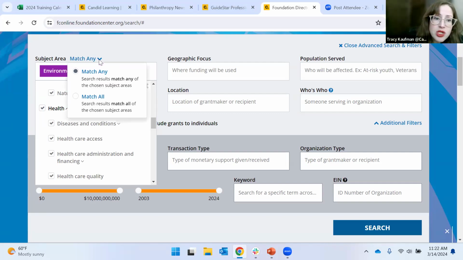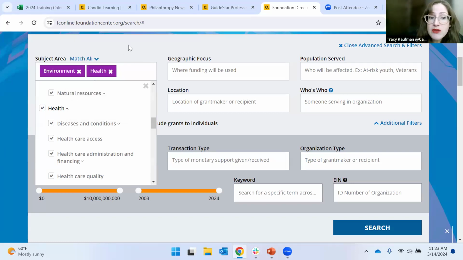Because the other thing you can do with multiple subject terms is switch it to match all. So this is going to give you a shorter list, but a more focused list. This is only going to give you the intersection between environmental funders and health funders. Funders who care about both and mention both in their profiles. So this will be more focused. And again, that might be a good thing for you, or it might be a bad thing for you.